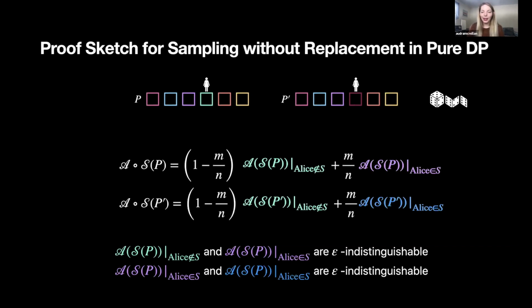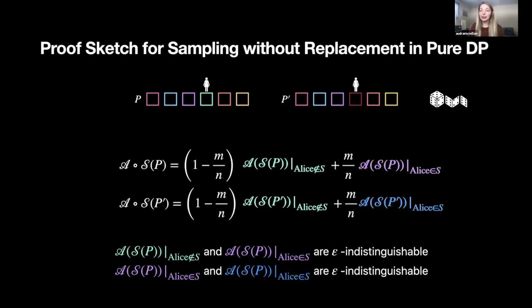Okay. All right, so now I can say a similar thing for the distribution over P when Alice is in the sample and P prime when Alice is in the sample. If I take a sample of P of size m that contains Alice, then I can turn that into a sample from P prime that contains Alice just by changing Alice's data. That is, again, just a change of one person's data. So the fact that A is epsilon DP implies that those two distributions are epsilon indistinguishable, which implies that these two conditional distributions are epsilon indistinguishable.